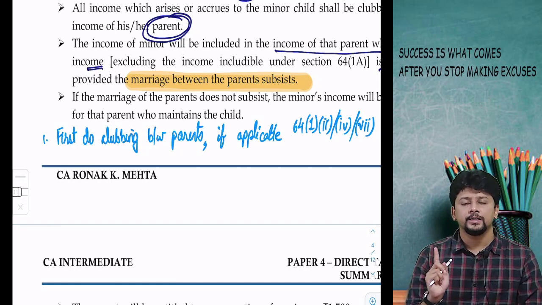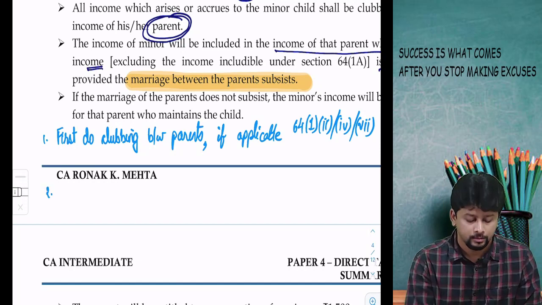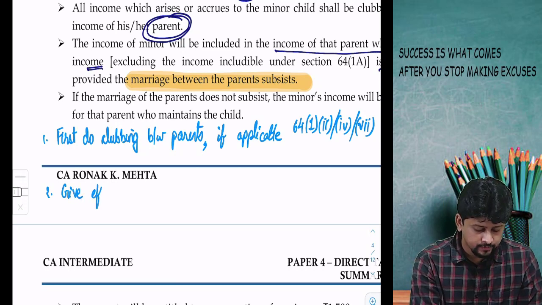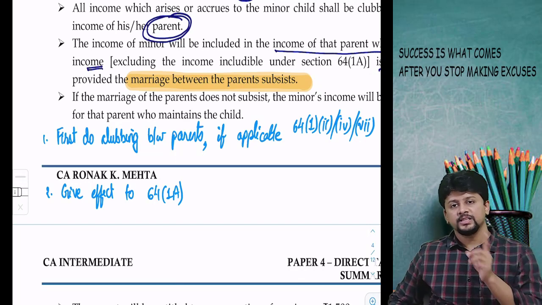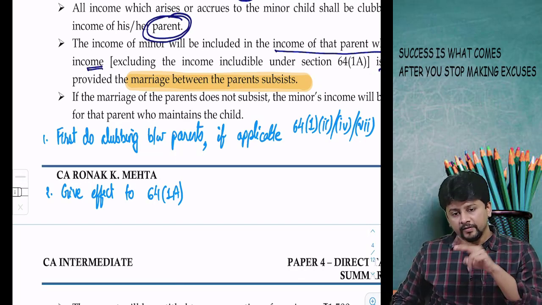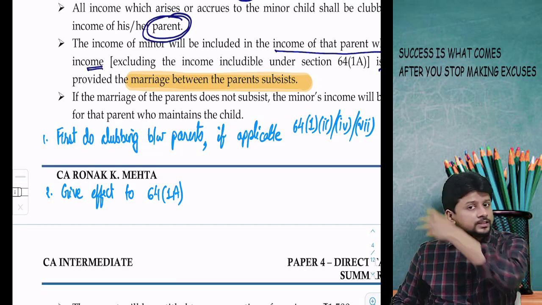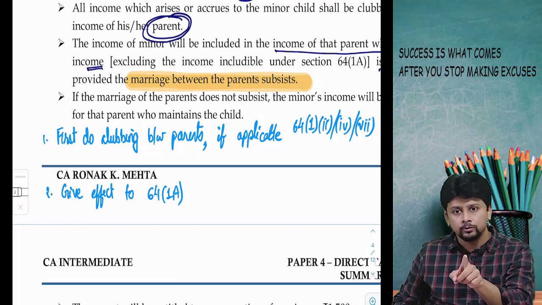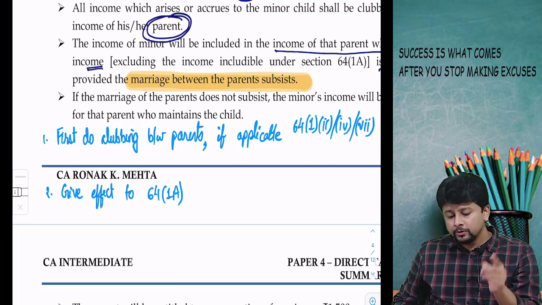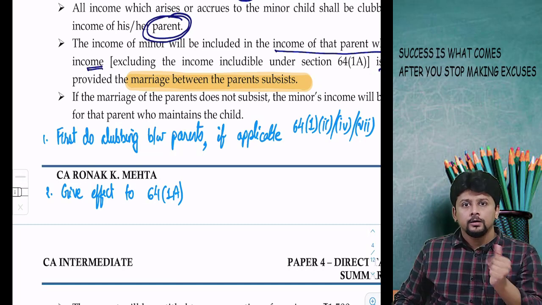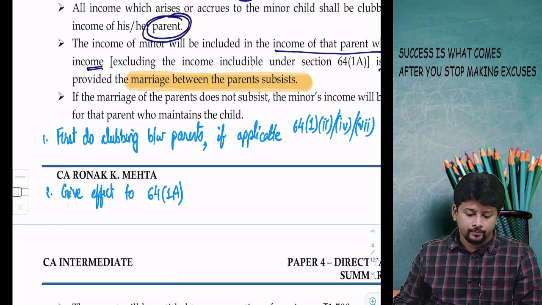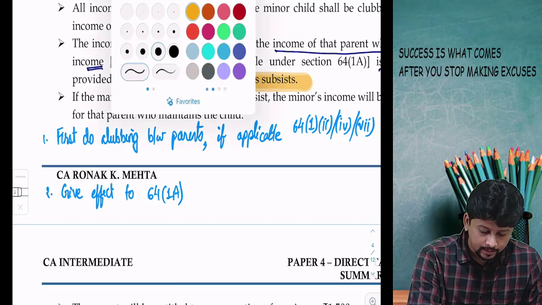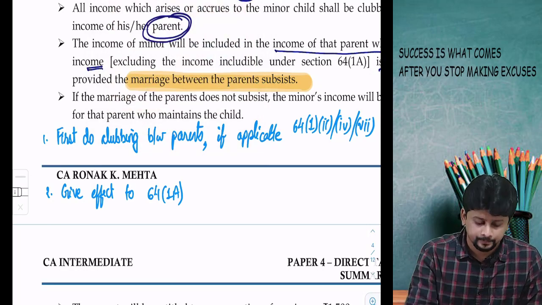First do clubbing between the parents, and after that you give effect to this section 64(1)(a), that is a minor's income. It is possible that husband's income is taxable for the wife because of a clubbing section. Vice versa, it is possible that wife's income is taxable for the husband. First give effect to those clubbing sections, then check whose income is greater, and after that you select that parent and club the minor's income for that parent. This rule is applicable if the marriage of the parent is subsisting.